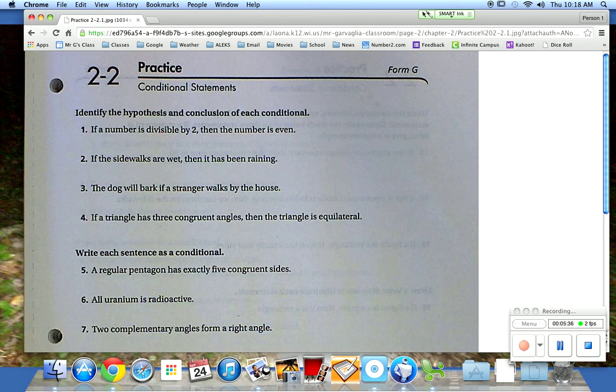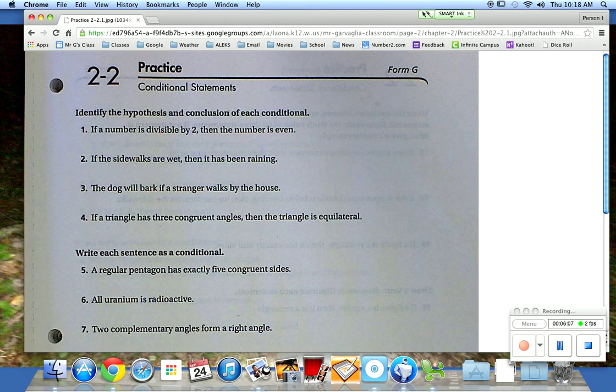Trevor, I want the inverse. Think of knothead. The inverse of 1. If a number is not divisible by 2, then the number is not even. There you go. It's the opposite. It's like a negative.